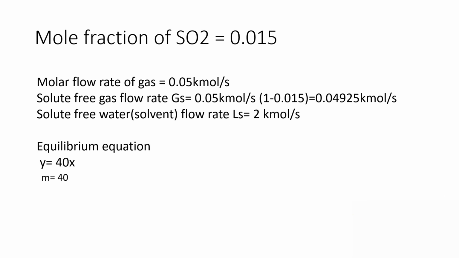You can see here we are given mole fraction of SO2 is 0.015. Molar flow rate of the gas is given as 0.05 kilomole per second. Since this gas is containing the solute, we will calculate the solute free gas flow rate. Gs is equal to 0.05 into 1 minus 0.015, then you get 0.04925 kilomole per second. Solute free water, water is a solvent, flow rate is Ls is equal to 2 kilomole per second. There is no solute, so we just write it as Ls, that is solute free, 2 kilomole per second.